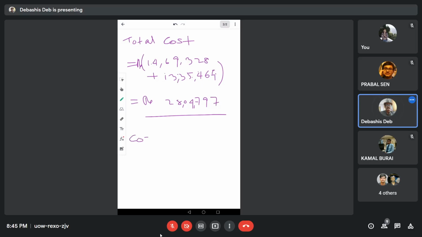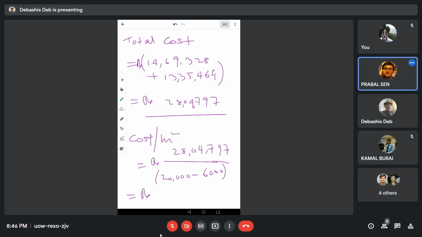So cost per square meter: rupees 28 lakhs 04797. Now you will divide by 20,000 minus 6,000. The 6,000 you cannot sell. It was utilized for the roads, parks, etc. Now what is the value?